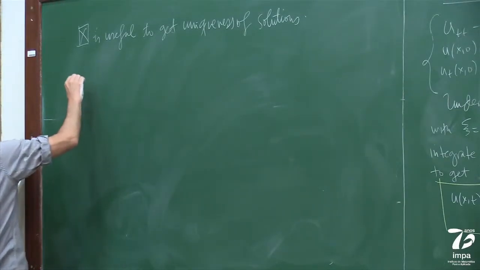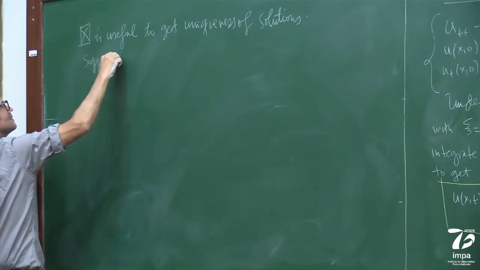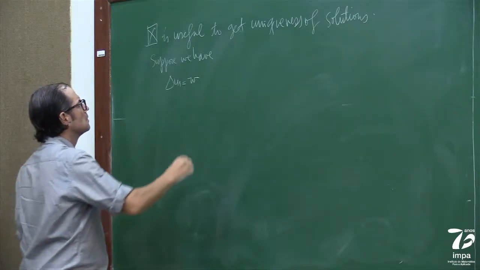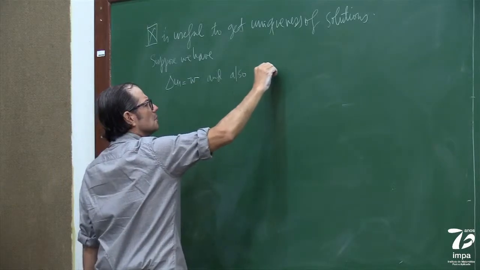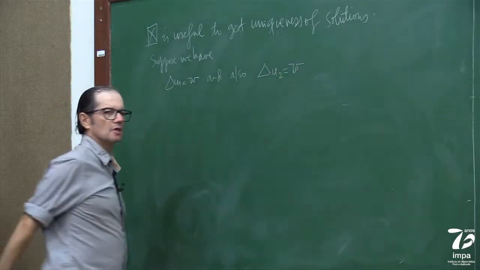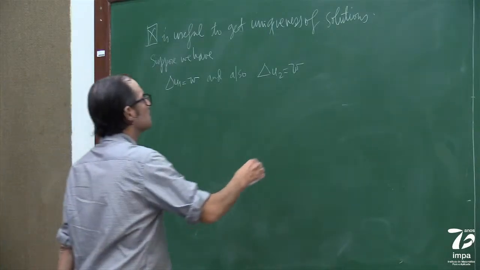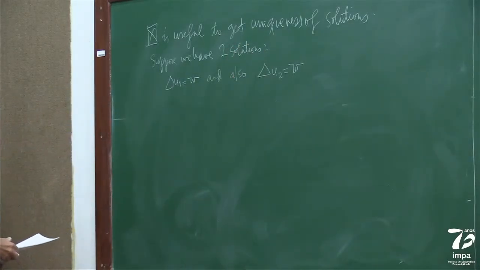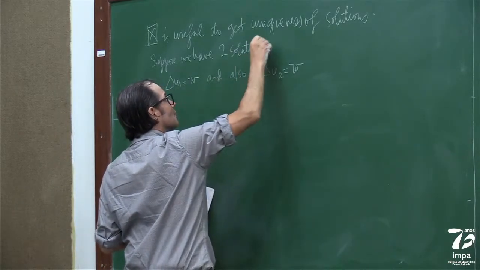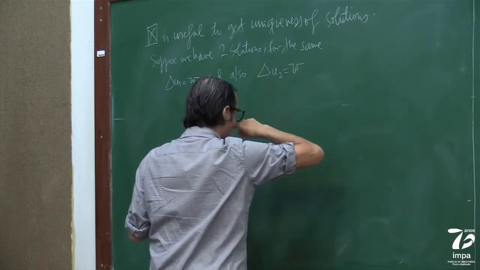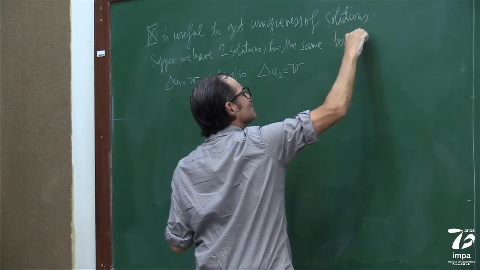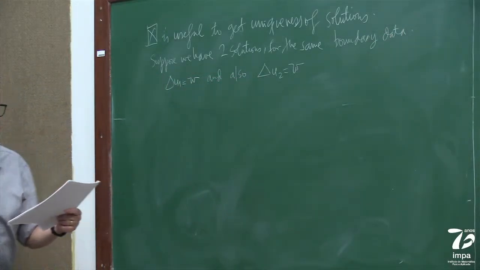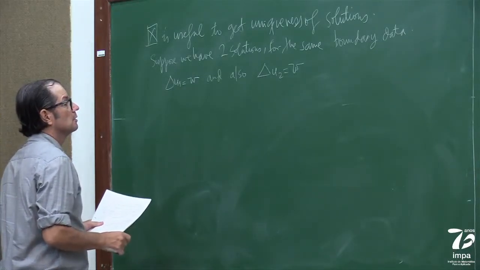So let's do this. Suppose we have Laplacian u1 equal to w, and also Laplacian of u2 equal to w. Okay, so suppose we have two solutions. And let me complete here, which I didn't write, for the same boundary datum, be it Dirichlet or be it Neumann. Okay? So therefore, we have this.